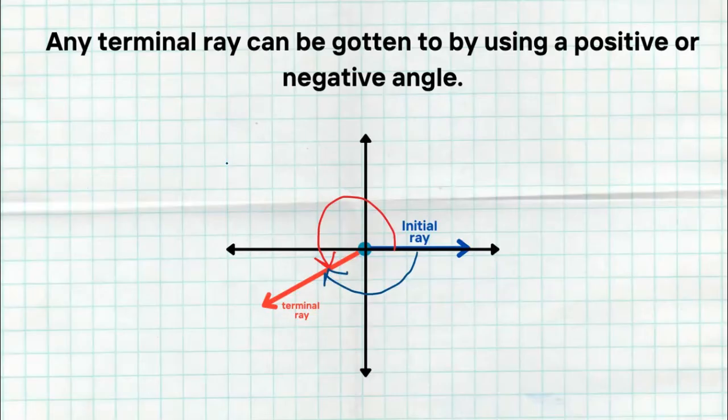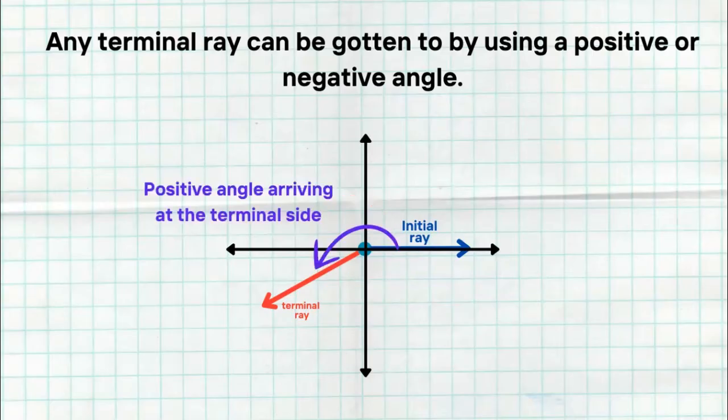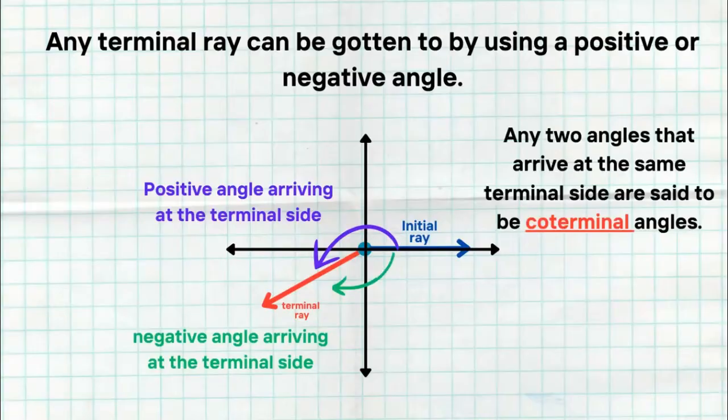Notice that they both ended at that same terminal ray, just two different ways to get there. So there's two different angles that end at that same terminal ray, one being positive and one being negative. Now, any two angles that arrive at the same terminal side are said to be coterminal angles. So coterminal angles are two angles that have the same terminal ray. This would be a great example of two coterminal angles, one being positive and one being negative.